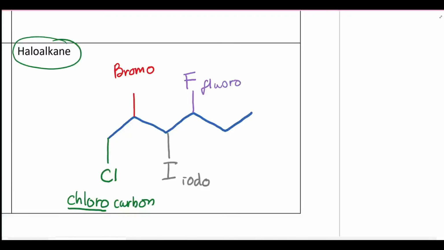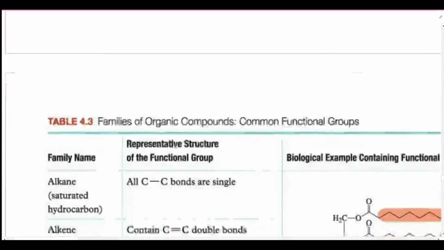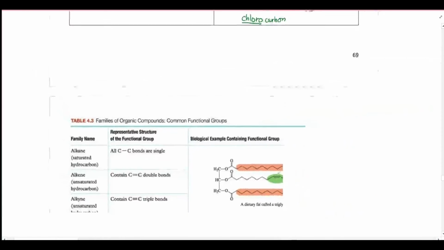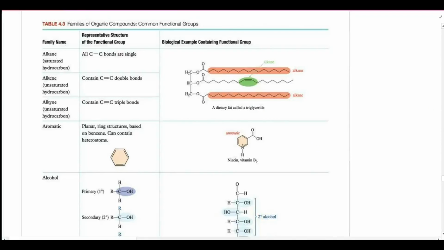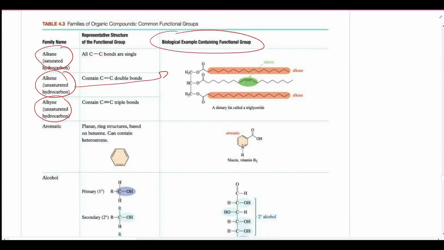Oops, I think I forgot to draw the bromine there. All right, so these are the groups for haloalkanes. Essentially, they're just bonded to a bunch of halogens. If you look at your class planner, you'll find a huge list of tables that I found of the different kinds of functional groups. So we have alkene, alkyne, and some biological examples of where you can find them.